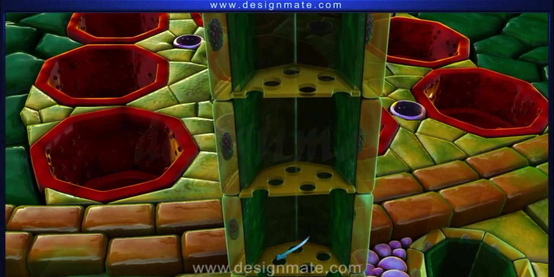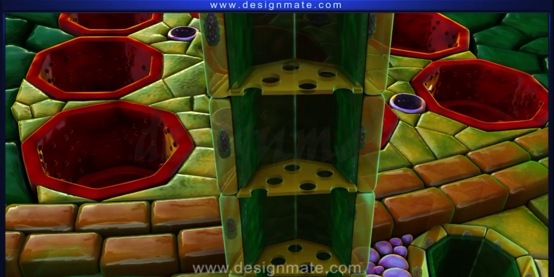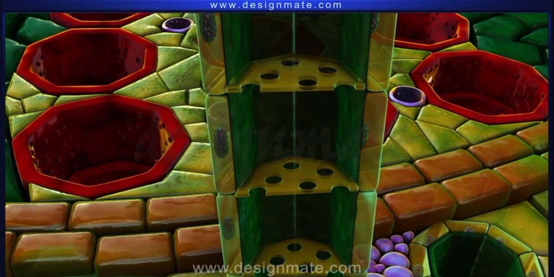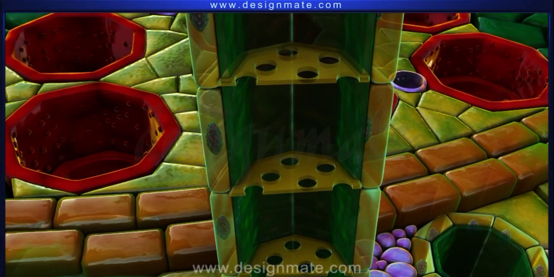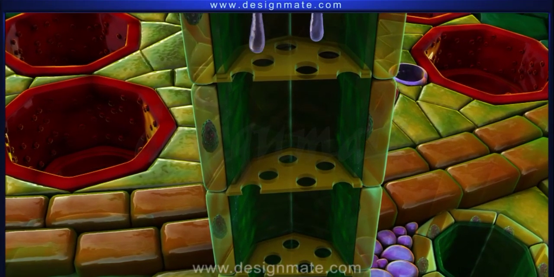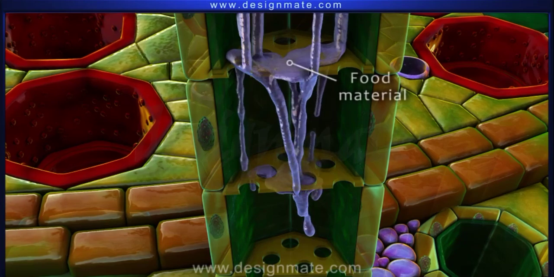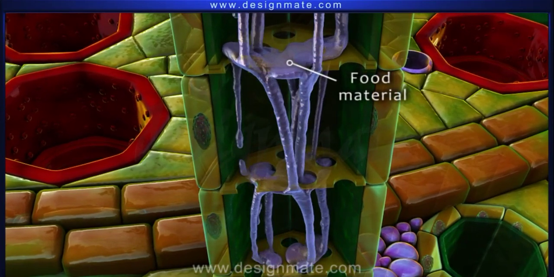This arrangement of sieve tube elements facilitates the formation of a continuous channel. The nucleus is absent in mature sieve tube elements. The sieve tubes translocate food materials from leaves to other parts.